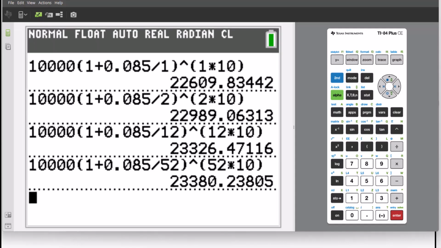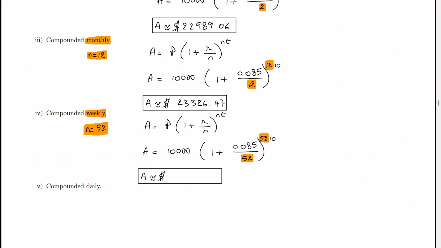So you see we are getting about $50 more if we're compounding this often. And the decimal is .238, so we'll just say .24. We're rounding to 2 decimal places. So the answer here will be 23,380.24.